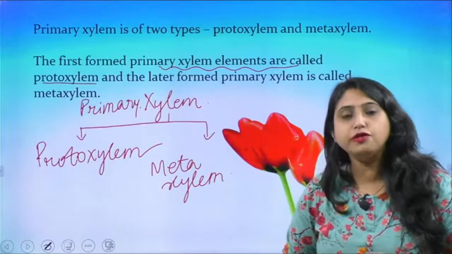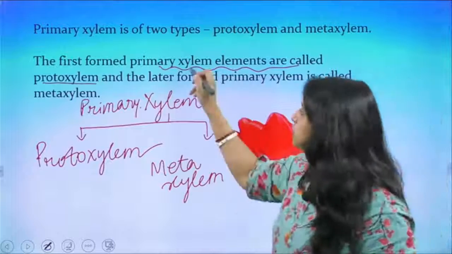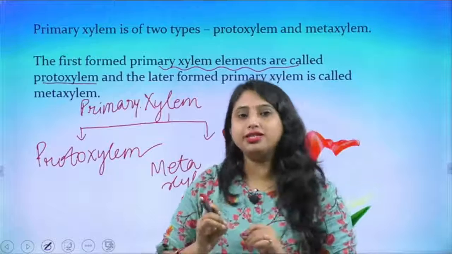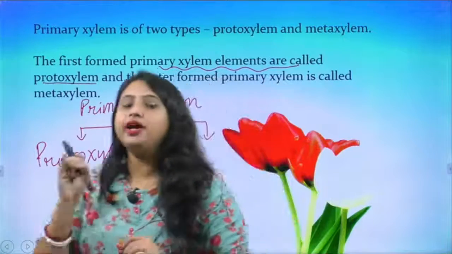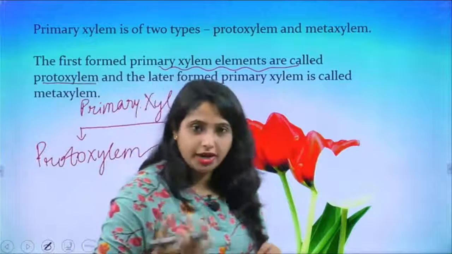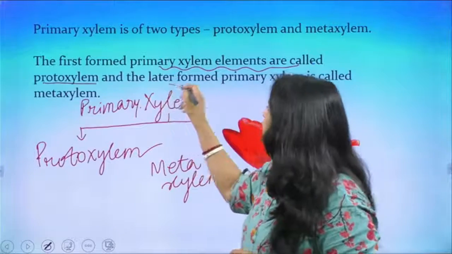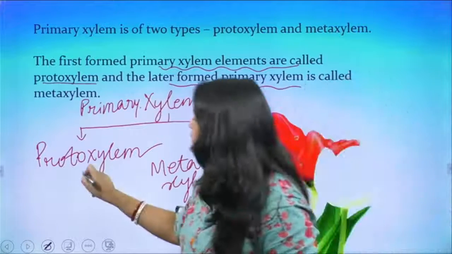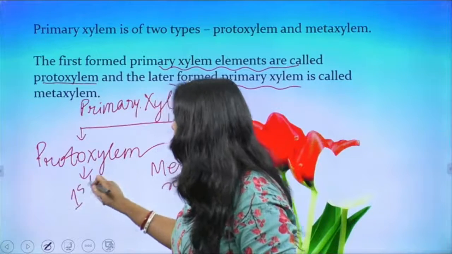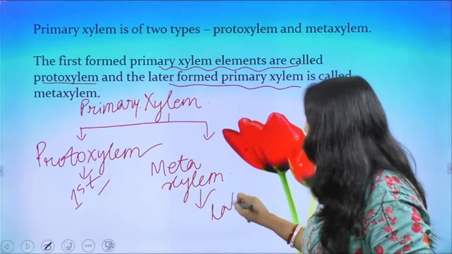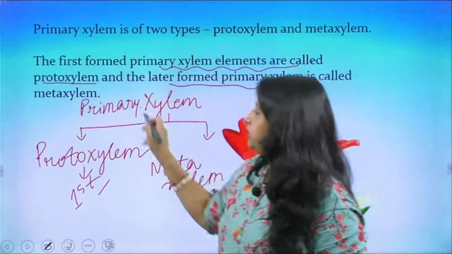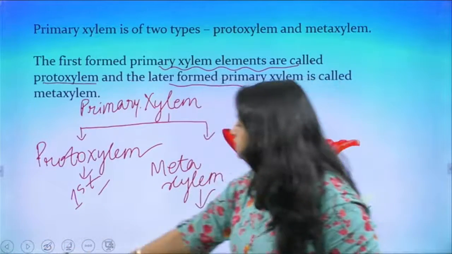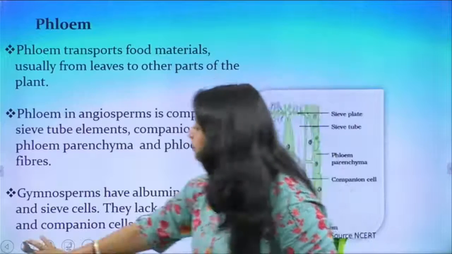So what is protoxylem? Protoxylem is the first formed xylem, the first formed xylem that is already present in the xylem. And metaxylem is which has developed later on. The later formed primary xylem is called your metaxylem. So the protoxylem is formed first and the metaxylem is developed later on. So this primary xylem is further classified. Next, let us see the next topic.